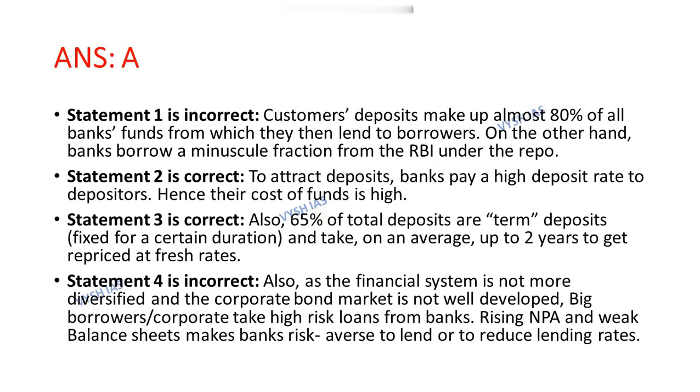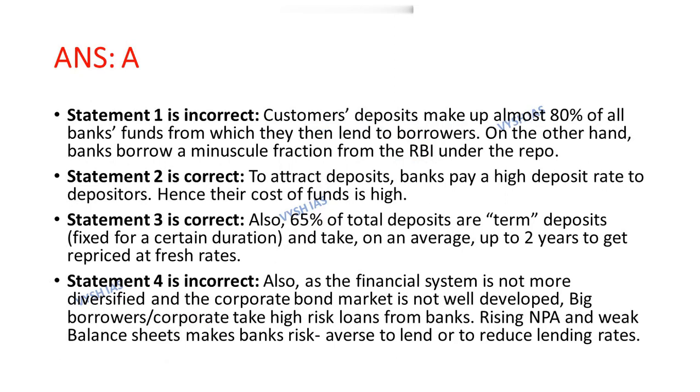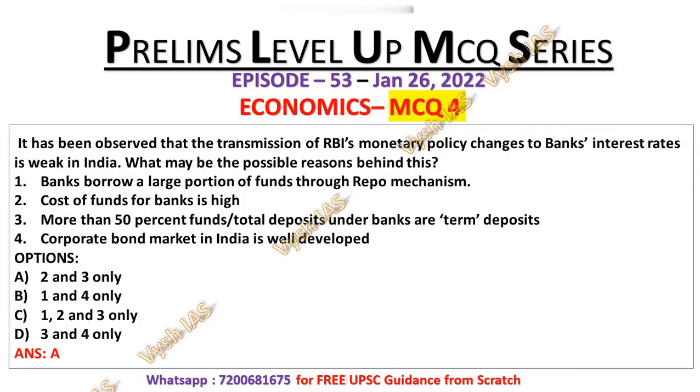Now, statement number 2 is correct because to attract deposit, banks pay a high deposit rate to depositors. Hence, the cost of fund is high. That's why statement number 2 is correct. Statement number 3 is also correct as 65% of the total deposit are term deposit, which means that they are fixed for a certain duration and take on an average up to 2 years to get repriced at fresh rate. That's why statement number 3 is also correct because more than 50% of the funds under banks are term deposit, as I already explained to you.